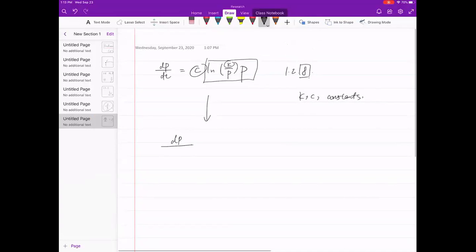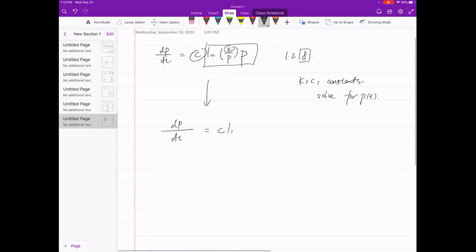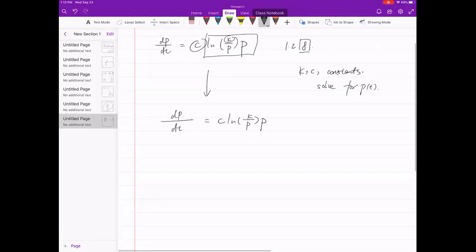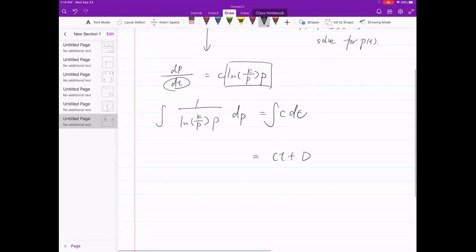Okay, number 8. We have P as a function of T, and then you have C and K, which are constants. We try to solve for P as a function of T. All right, so dP over dt equals this. We realize everything related to P is here, so we can move it to the other side to make it separable. One over P. Remember to move dt to the other side. And once you take the integration, it becomes easy. I'm going to use this one as a constant D.